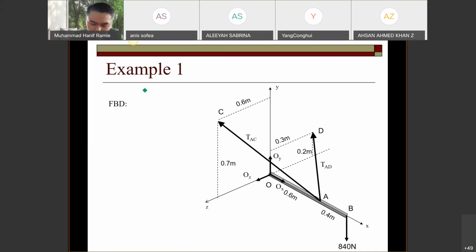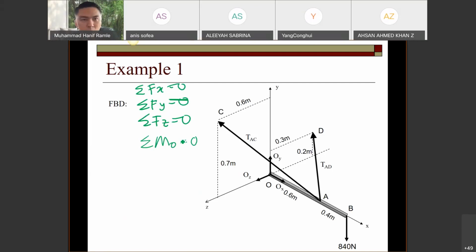We have the equilibrium system of Fx equal to 0, Fy equal to 0, Fz equal to 0, and then the moment, for example moment about O equal to 0, and then moment about x, for example, equal to 0, and so on. This is the equation that you will develop later on. This is the basic idea.